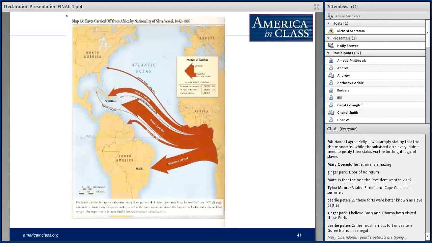I can't even. Sorry. Maybe we should have blown this one up larger. Yeah, it's a little bit hard to read.